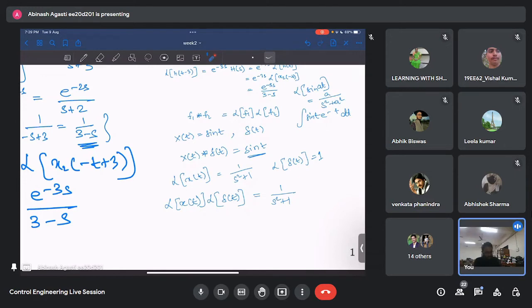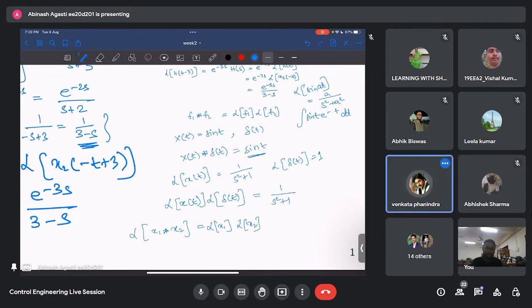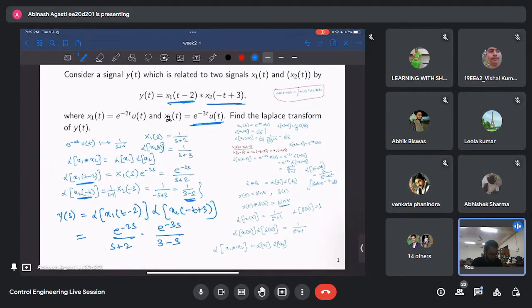But what we mean is that when I convolve two signals in time domain and then take that result into the frequency domain, that result is nothing but the multiplication of the Laplace transforms of the individual signals. So Laplace of x1 convolved with x2 is Laplace of x1 into Laplace of x2. Okay, sir, got it. Sure. Any further doubts? Maybe we should move on.